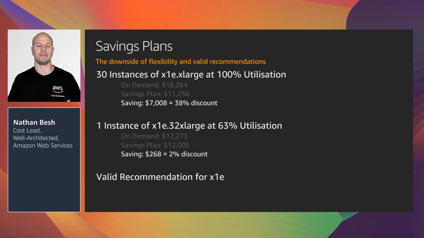Here's the important thing. They are both the same family. They're both the X1E family. So the valid recommendation of a savings plan for this particular family is going to be $23,000 and you're going to save about 23%. That looks like an okay discount, but half of that savings plan is the much higher 38% and half of it's the much lower 2% discount. So it's really critical you understand what's inside of the savings plan and what actually makes up that plan.